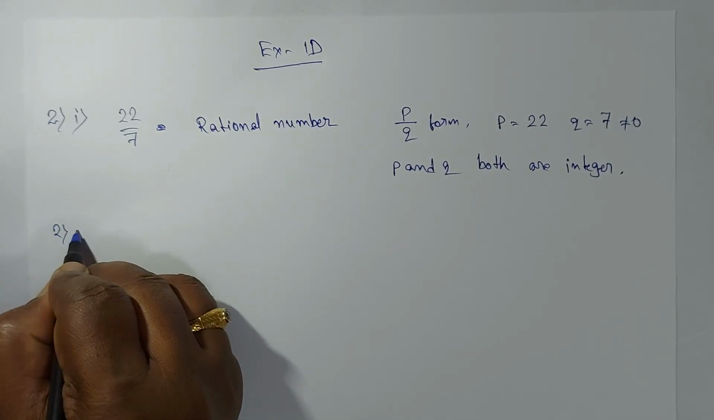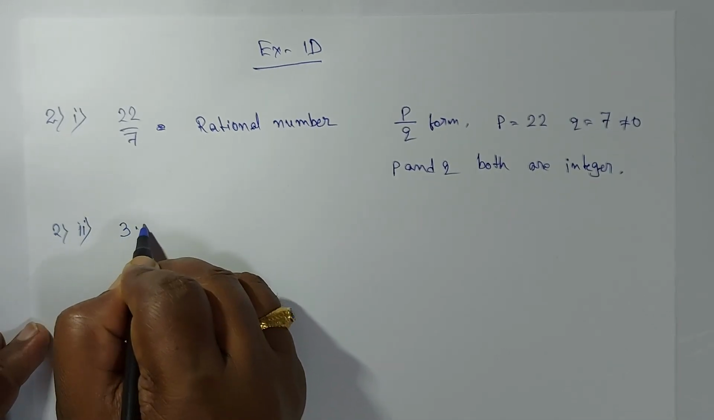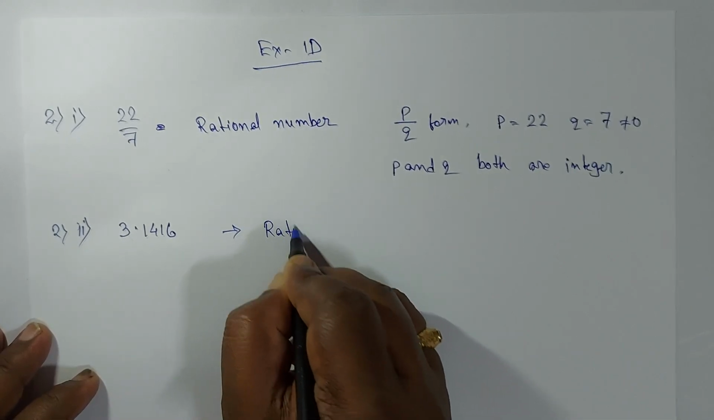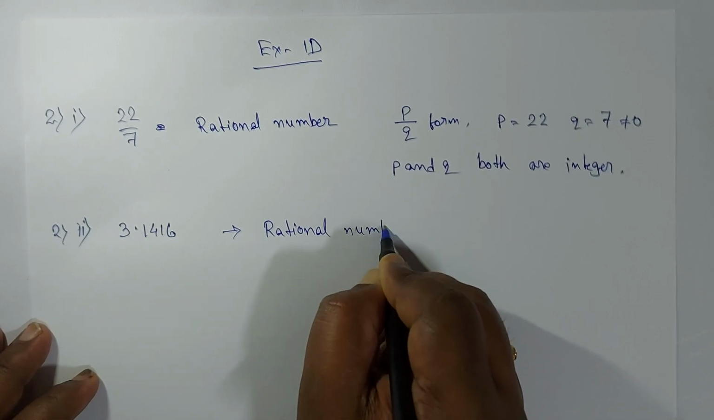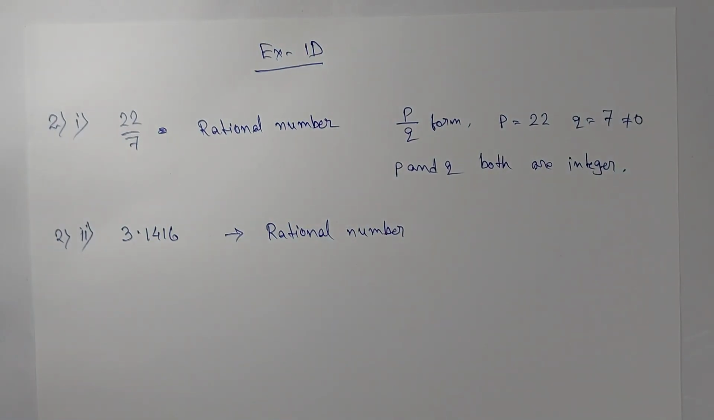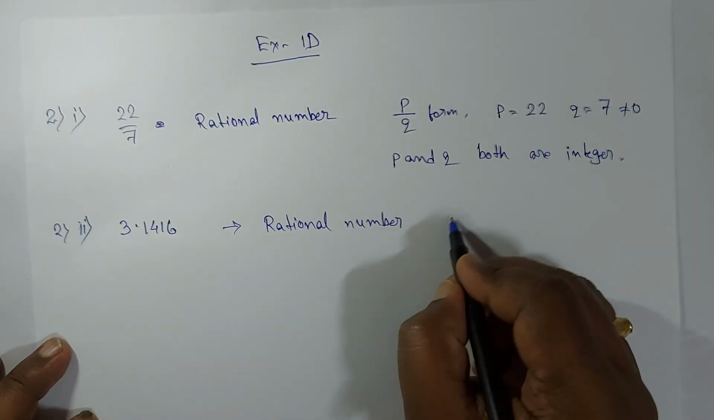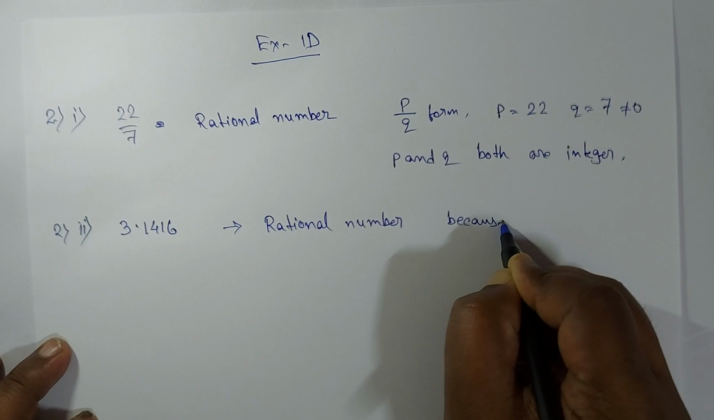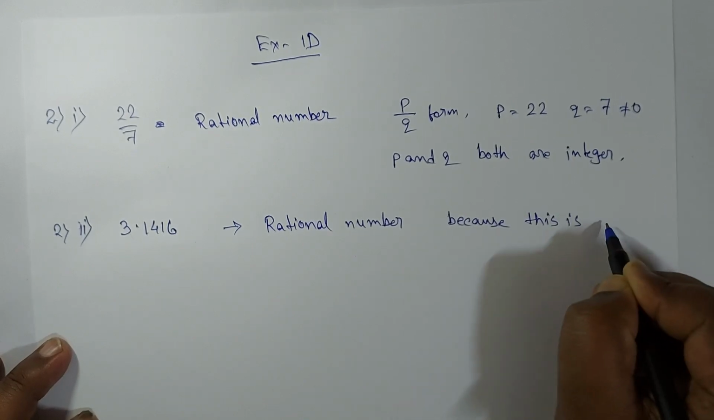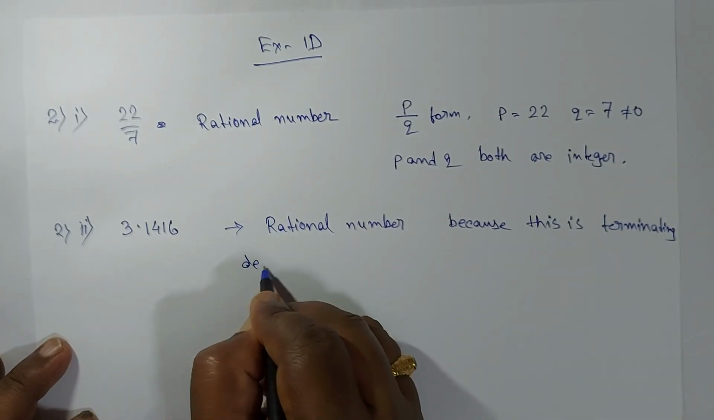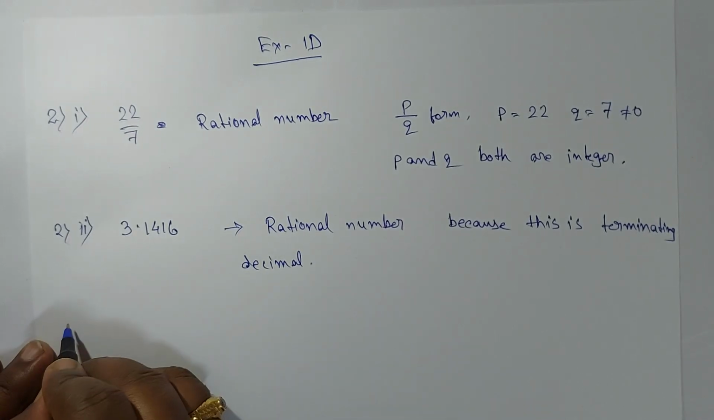Next is 3.1416. This is also a rational number. Why will this be a rational number? Because all terminating decimals are rational numbers. This is a terminating decimal.